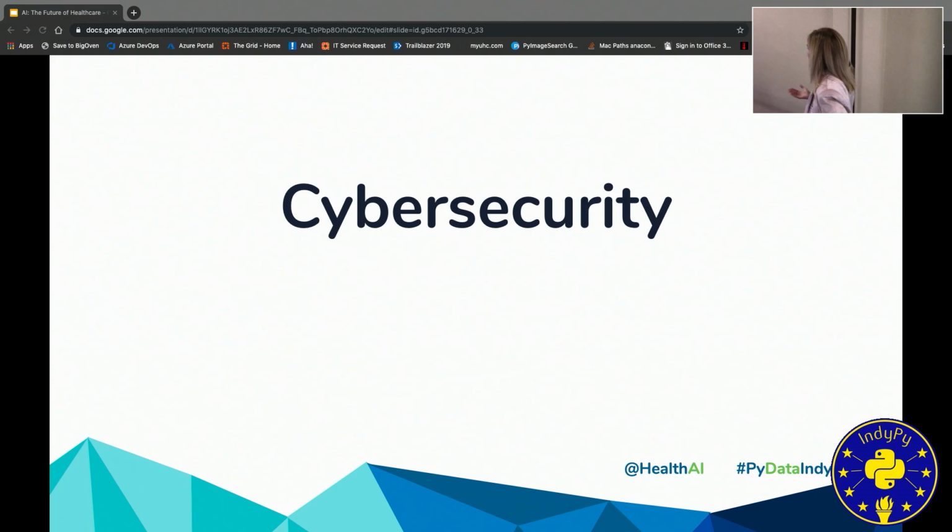Okay, cybersecurity. I'm not a cybersecurity expert, but this is definitely a concern, especially when you're in healthcare. You have to think about all of the connections. If you're working in the cloud, maybe the cloud platform is secure, but your connection to the cloud may not be. If you're working on-prem, you just have to be very careful about any connections that you have to the outside world, because of all kinds of cybersecurity issues, especially when you're dealing with PHI.